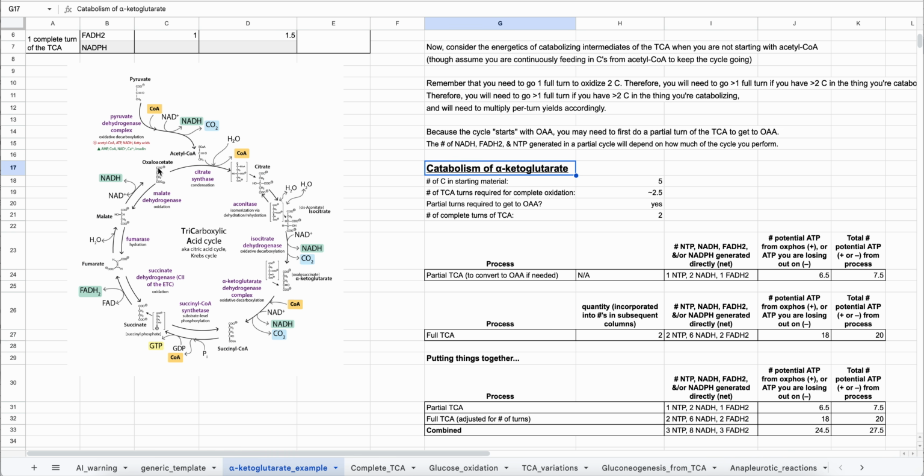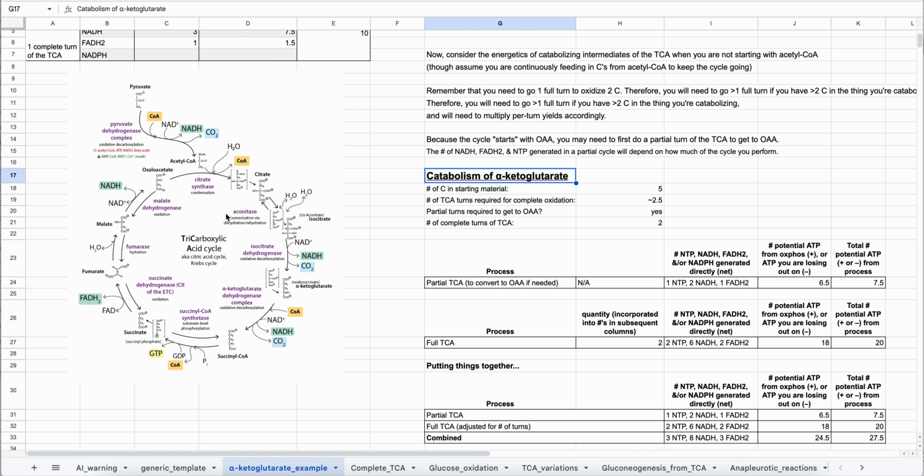Okay, and so let's just review. So we had 5 carbons. So figure out how many carbons you have. Figure out then how many turns of the cycle you need, remembering that each turn of the cycle, you're going to lose 2 CO2. Then figure out where you start. What do you generate in the partial turn to get to oxaloacetate? And then once you have oxaloacetate, you're going to have 2 more turns.